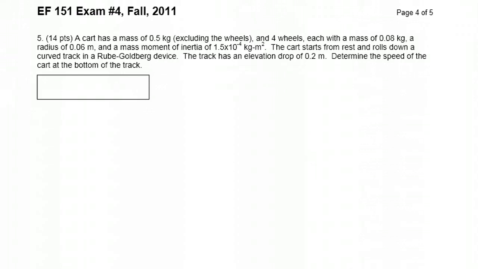Problem number 5, Fall 2011, Exam 4. We have a cart with a given mass, and this cart we're going to factor in its rotating wheels, four of them, each with another given mass, a radius of the wheels, and the mass moment of inertia of the wheels is given. Cart starts from rest, rolls down a curved track, and an elevation drop. Determine the speed of the cart at the bottom of the track.